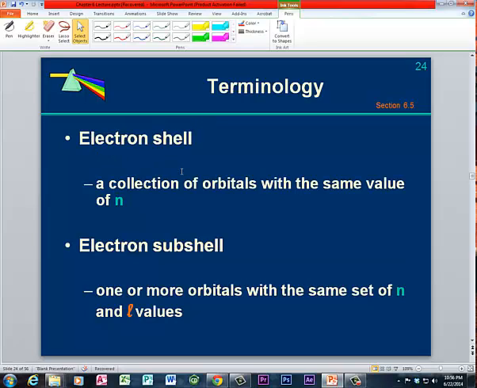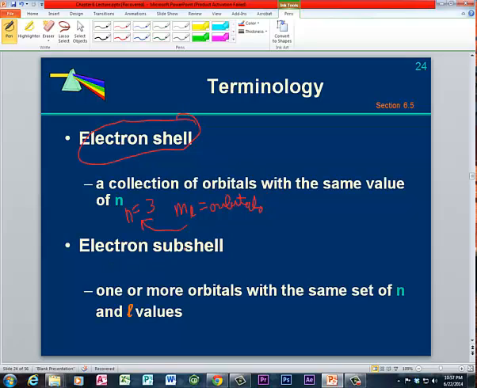The electron shell is simply the collection of orbitals with the same value of n. So for instance, an electron shell could be the shell n equals 3. All the m sub l values, because you remember the m sub l values are the orbitals, all the orbitals that have the same value of n are in the same electron shell.